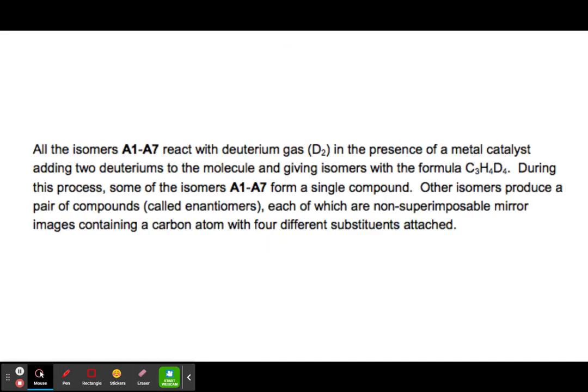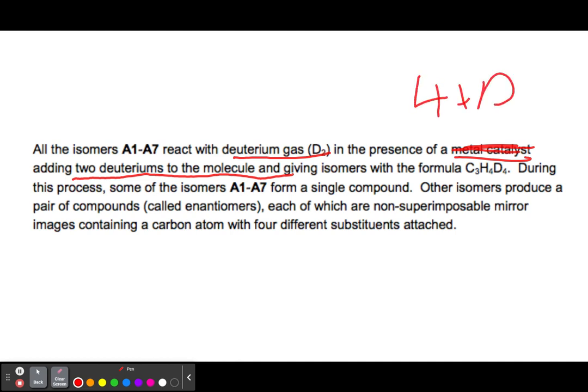Right. Isomers A1 to A7 react with deuterium gas. So this is deuteration. Presence of a metal catalyst, that's basically irrelevant, adding 2 deuteriums to the molecule. So now we have 4 deuteriums. During this process, some of the isomers form a single compound, so only some. Other isomers produce a pair of compounds. This is what we discussed earlier, enantiomers, non-superimposable mirror images like your hands.